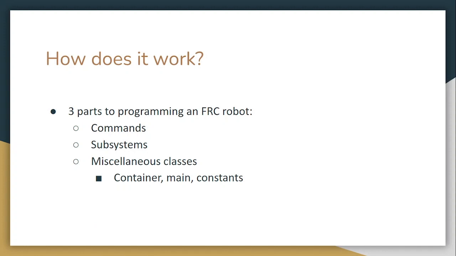Well, how does WPILib work? First, there are three parts to programming an FRC robot. You have commands, subsystems, and miscellaneous classes, which contain the container, main, and constants classes.